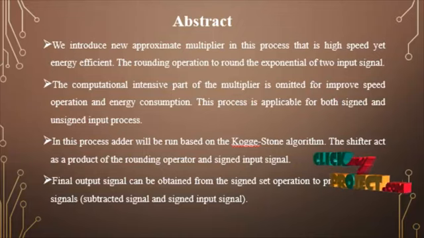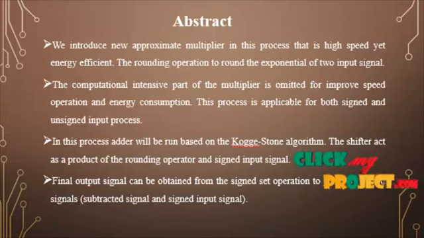The approach is to round the operands to the nearest exponent of 2 value using a rounding operation. This way, the computationally intensive part of a multiplication is omitted, improving the speed and energy consumption at the price of a small error. The proposed approach is applicable to both signed and unsigned operations.